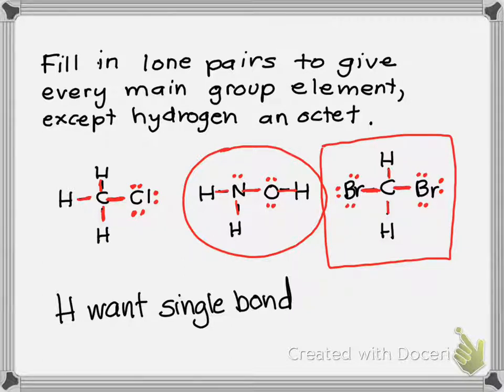So sometimes, and you'll have a homework question, when it just asks you to put in the lone pairs, remember what you're trying to do is use lone pairs for that particular atom to have a total of 8 electrons around it, except for hydrogen. Remember, hydrogen will always only have a single bond.